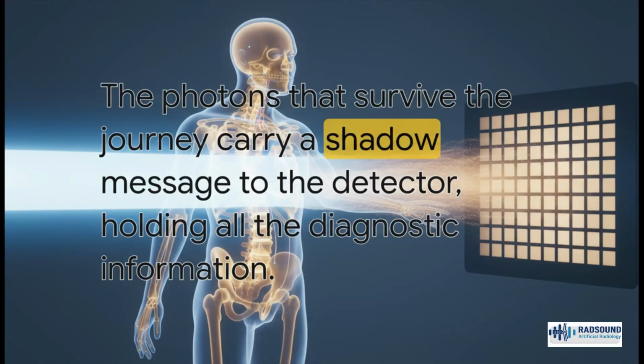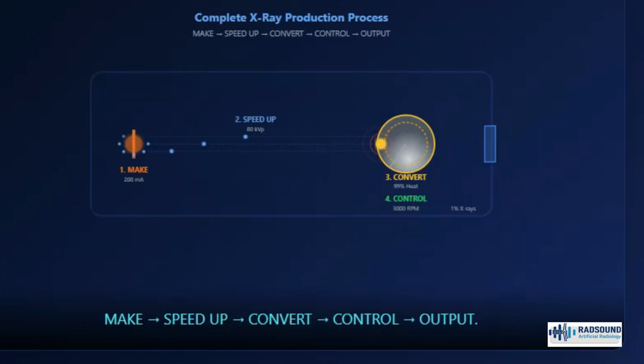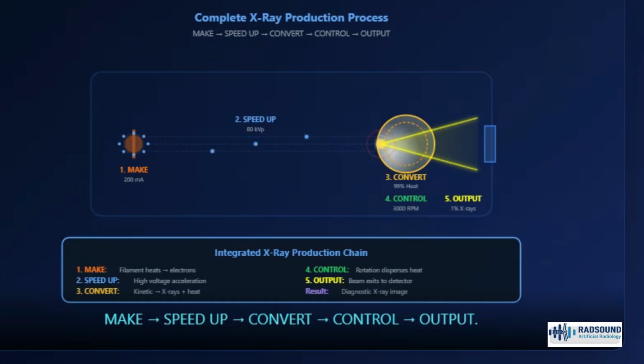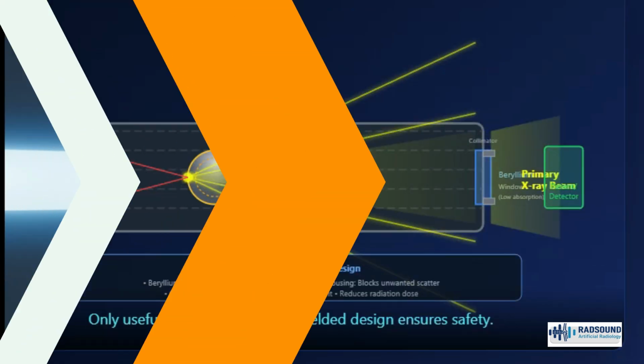So, the photons that actually make it all the way through the patient, we call that the remnant beam. It's not a uniform beam anymore. It's now carrying an invisible pattern, kind of like a shadow message, that holds all the information about the different things it just passed through.